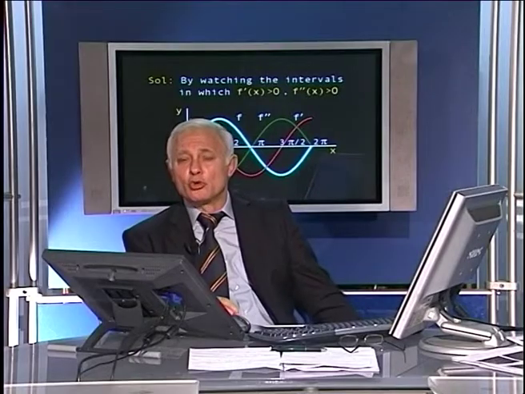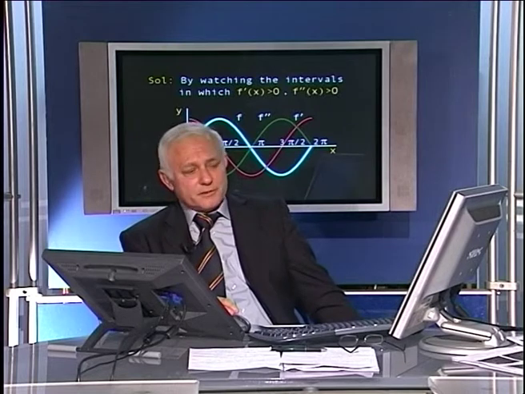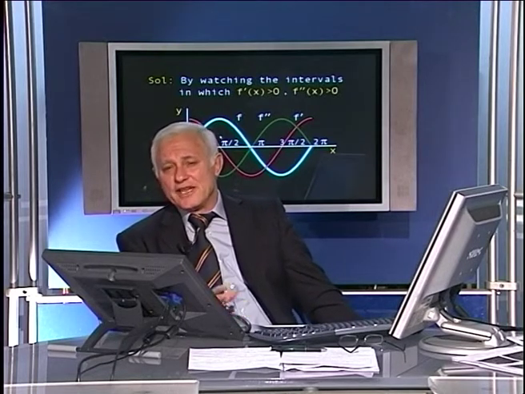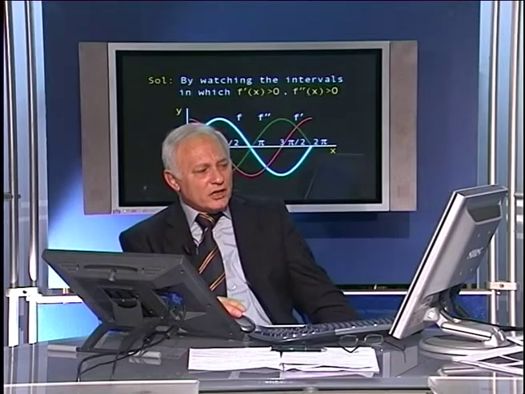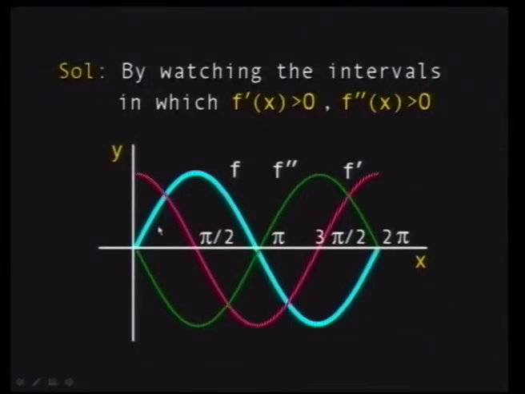Whereas if you want to know the intervals of concavity upwards and downwards, it's easy. You watch for the second derivative. Now, the second derivative of sine is the derivative of cosine, which is what? It is minus sine. The green curve here is the derivative of the cosine, which is minus sine. Look, this is the sine which is inverted.